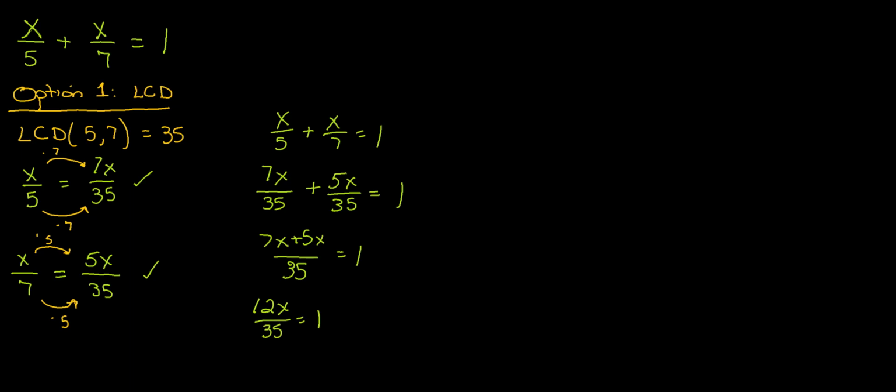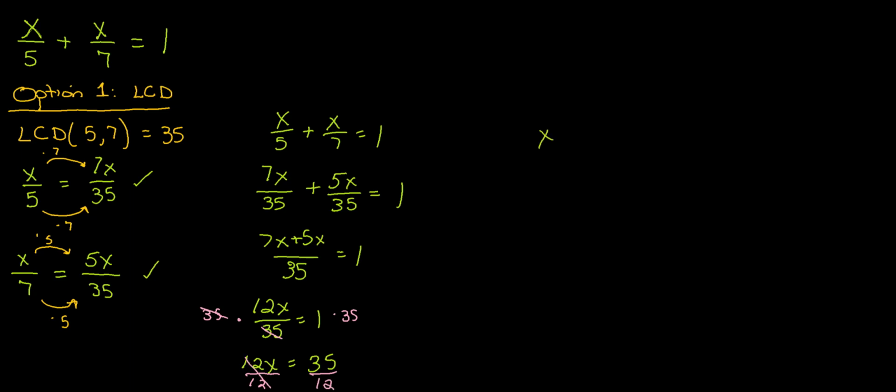Now again, I've got fractions there. I'd like to get rid of them. And to get rid of this division by 35, I can multiply both sides of my equation by 35. So I'll do that on both sides. On the left, these 35s cancel. And I've got 12x equals, on the right-hand side, 35. So far, so good. But now to solve 12x equals 35, I need to divide by 12 on both sides.